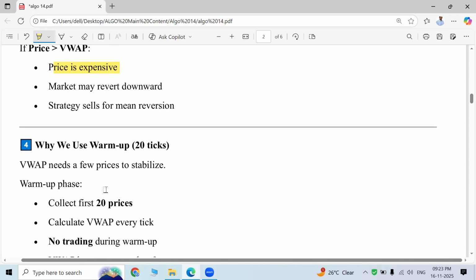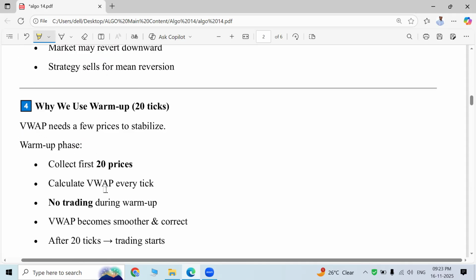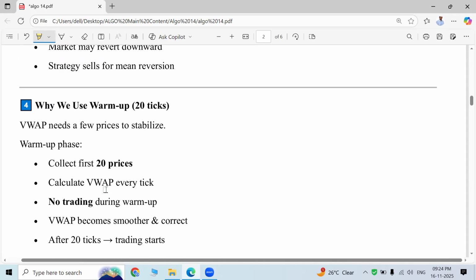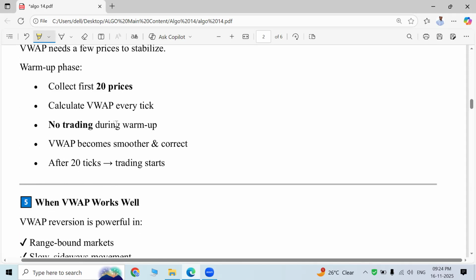Now, in the warm-up process, we are going to collect 20 ticks, so the VWAP will be calculated for 20 ticks. No trading during the warm-up. We are actually calculating the true value of VWAP for 20 prices. Once we collect these prices, the trading is going to start.